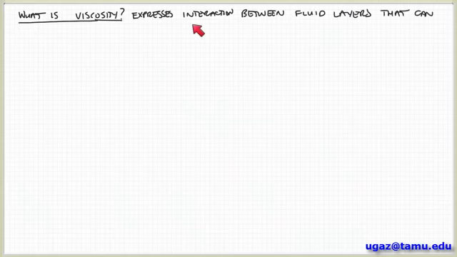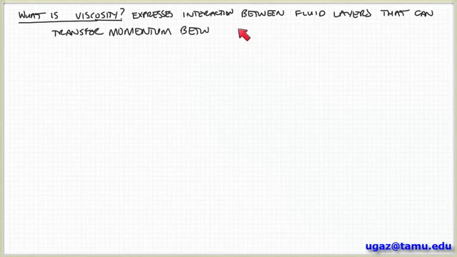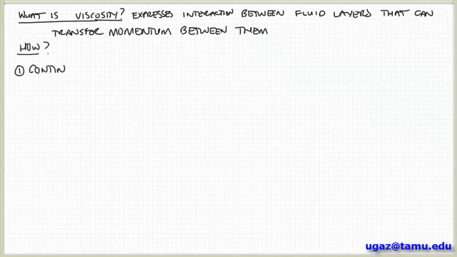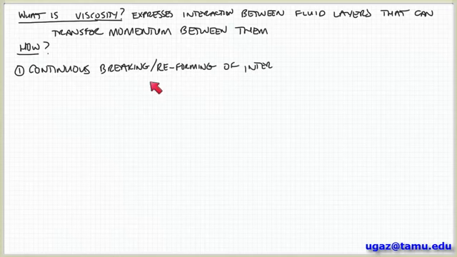Well, thinking back to our qualitative description of viscosity in terms of the resistance to flow, we can imagine that this viscosity coefficient expresses interactions between fluid layers that can transfer momentum between them. So what kind of interactions can have this capability? Well, if you go back to our discussion about liquids, solids, and gases, remember that in the case of liquids, you have these weak cohesive interactions.